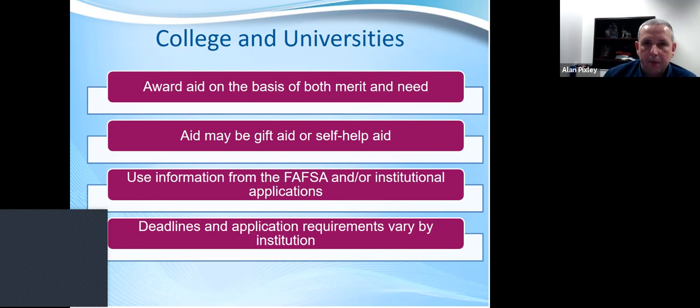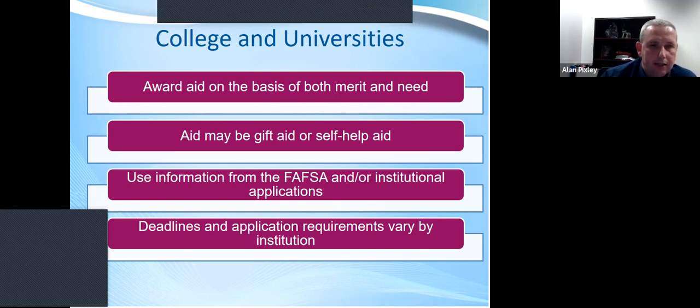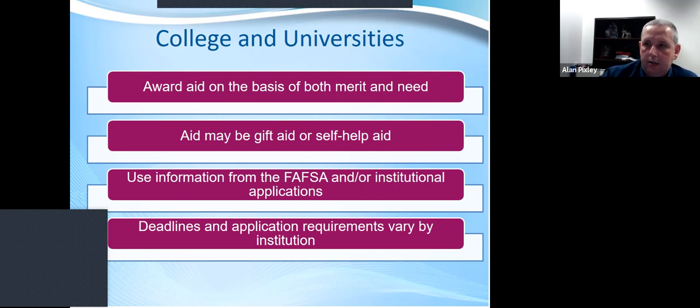The deadlines and application requirements vary by institution. So it's important to be tracking the schools that you may be interested in, looking to see what their financial aid deadlines are. Some even have a deadline for when the Free Application for Federal Student Aid has to be completed. So it's best to peruse those websites, look and see what deadlines there are for scholarships, and what types of aid they may have available.